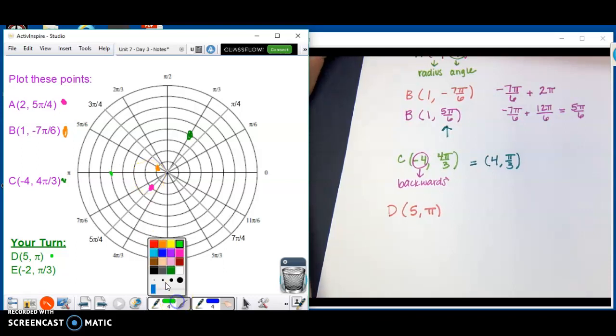And then for point E, just make it black. If you find pi over 3, which is here, now because it says negative 2, we're going to have to move backwards.